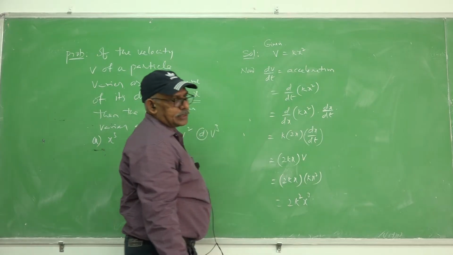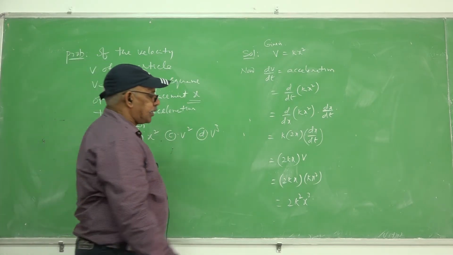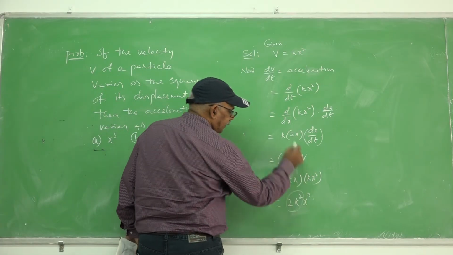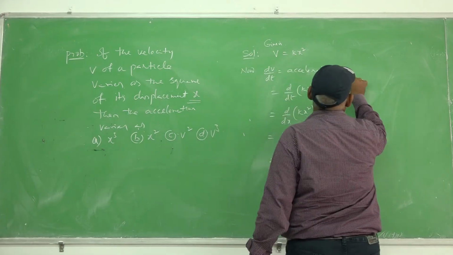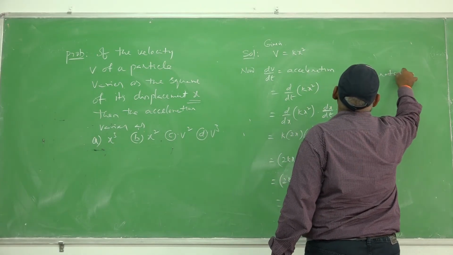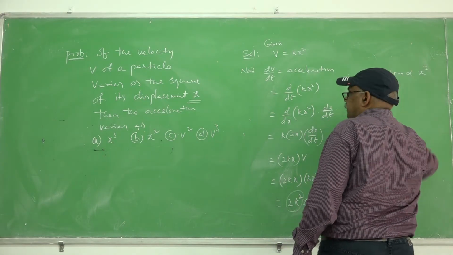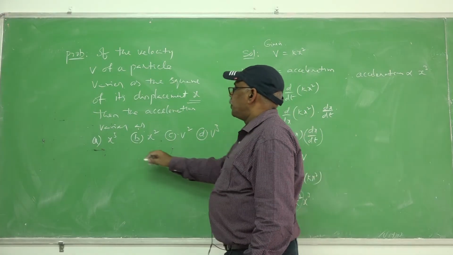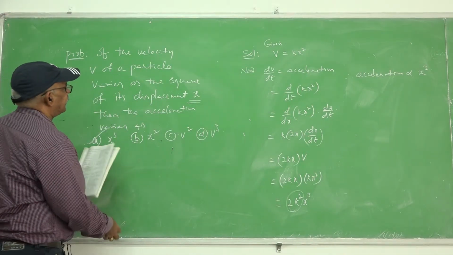So, acceleration is straight away proportional to x cube, because 2k square is the proportional constant. Hence, acceleration is proportional to x cube itself. So, the first one is the right option.